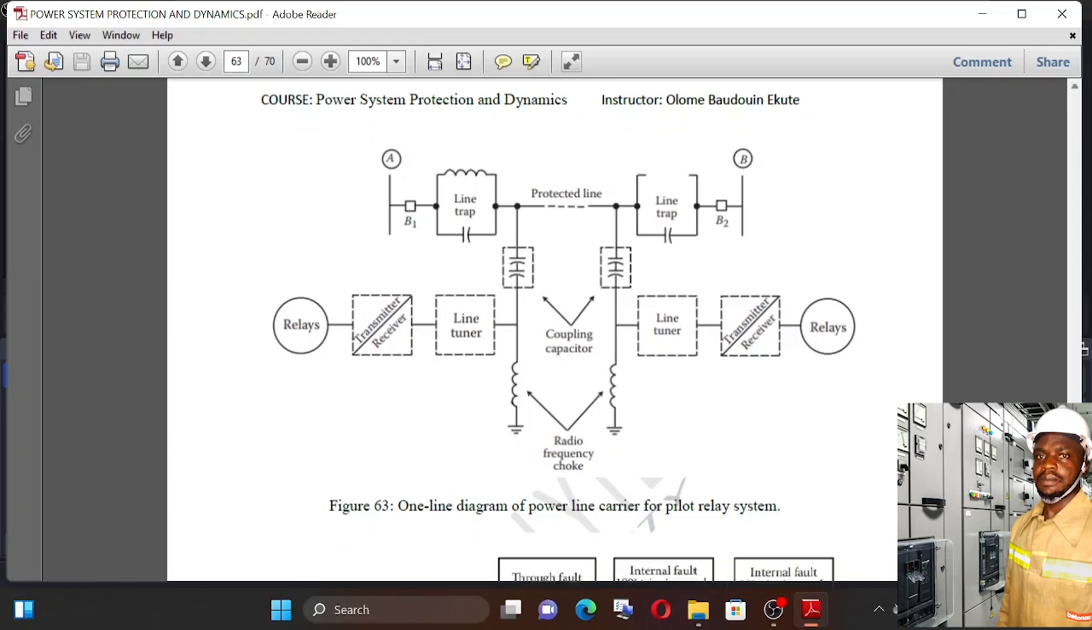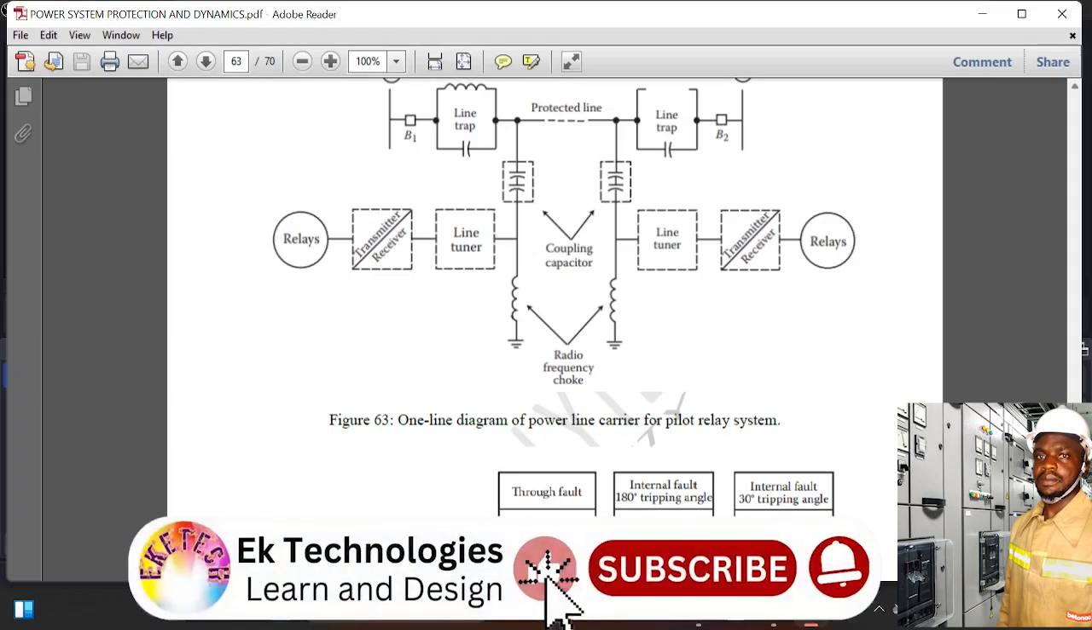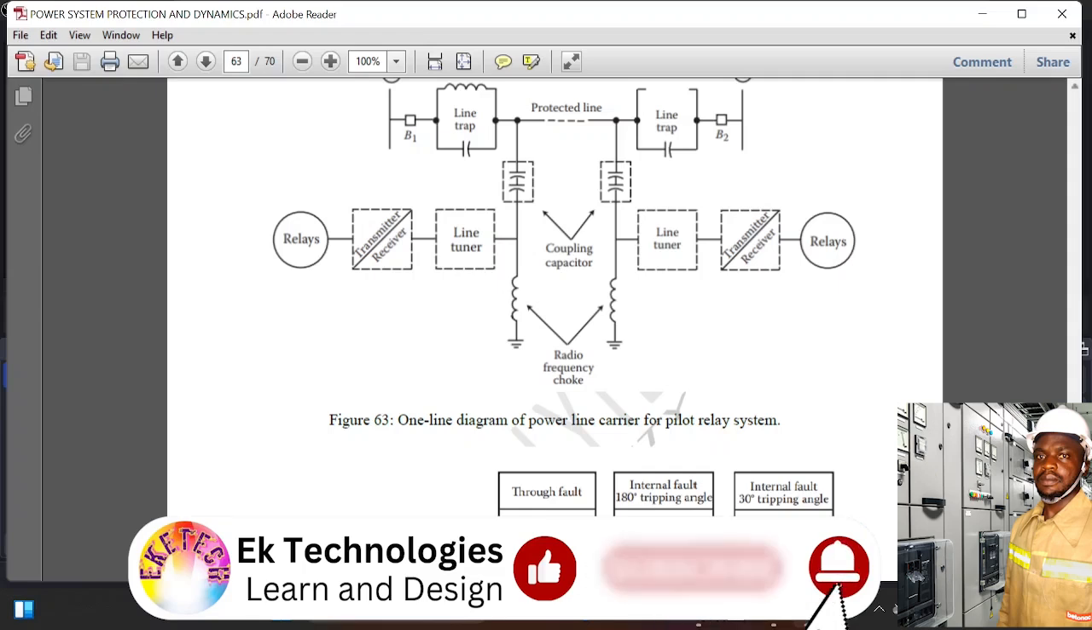Okay, so that's it for the pilot wire protection scheme. So it's just for you to understand the pilot wire protection scheme. Yeah, you can study much more on the pilot wire protection scheme, on the directional protection scheme as well. Okay, thank you very much.